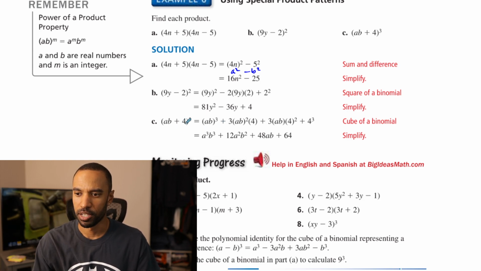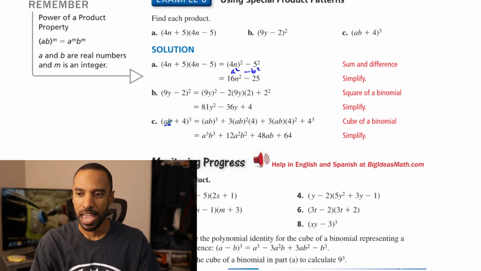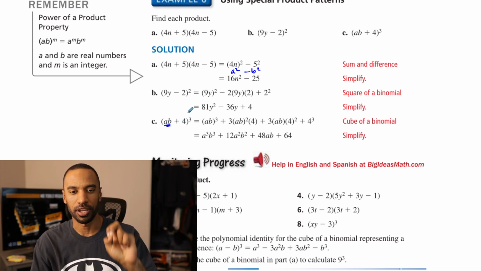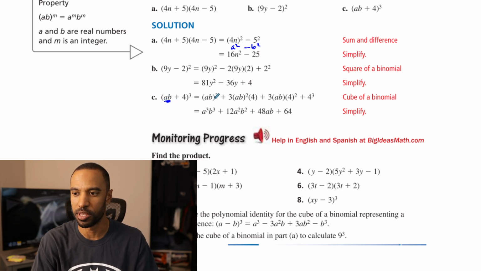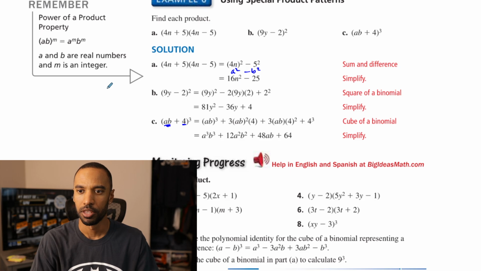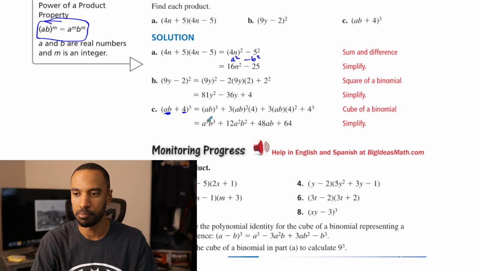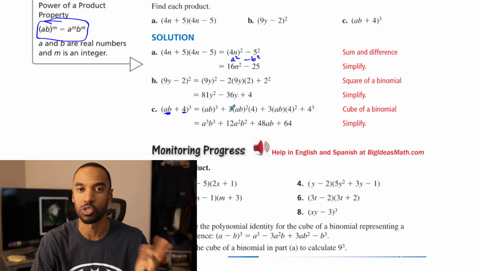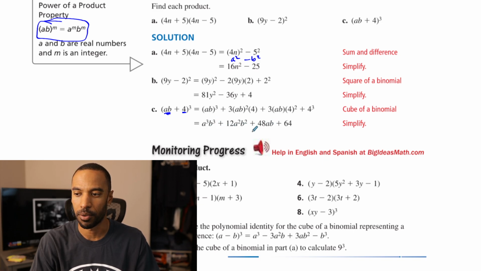And then ab plus 4 quantity cubed, that's an interesting one. AB is like your A, it's like your individual term to start with. So first we cube this guy, then 3 times this squared times the other number to the first, then 3 times this number to the first times that number squared, plus that number cubed. They're showing a property here that a times b to the m is a to the m times b to the m, so ab cubed is a cubed times b cubed. We've kind of used that already as well in squaring numbers. And anyway, you get this result.